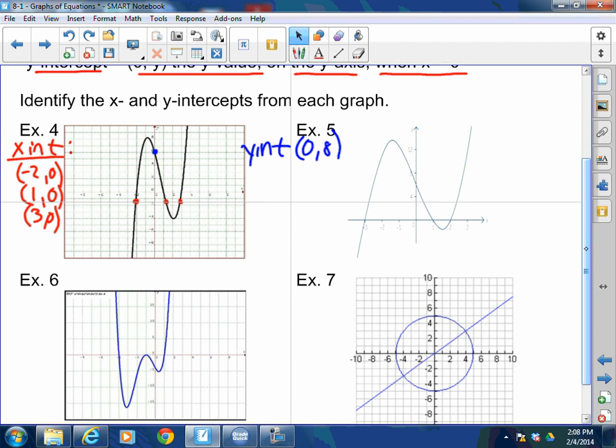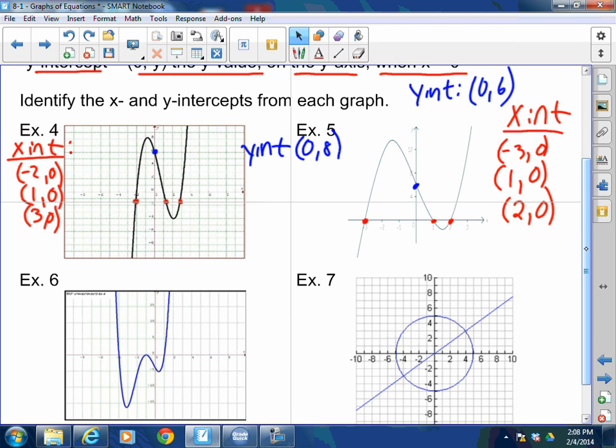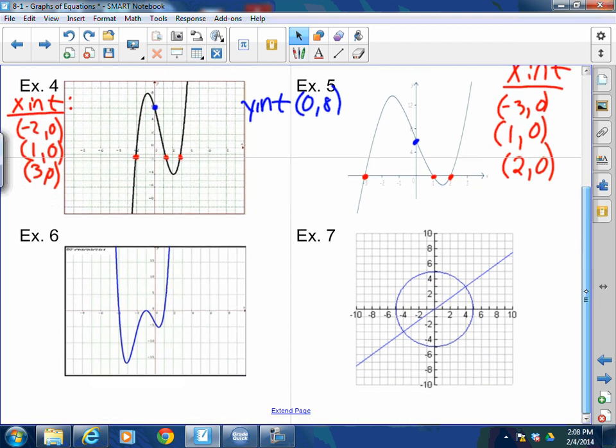Okay. Let's look at example 5. My x-intercepts. Well, we got this guy right here, negative 3, 0. We got this guy right here and this guy right here. So 1, 0 and 2, 0. Let's find the y-intercepts in blue. The y-intercept is only this guy right here. And they're going by 4s, it looks like. So that should be 6. 0, comma 6. The y value when x is 0. Does that make sense?